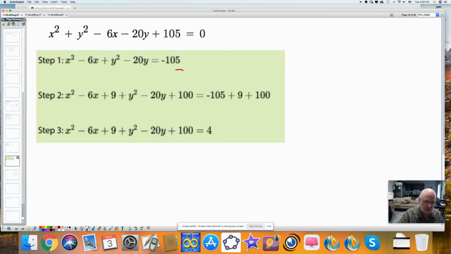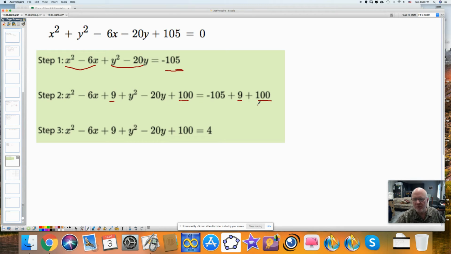Well, several people noted, and you might notice this as well, she swapped the place of these two terms. So the x's are close in proximity, and the y's are close in proximity. And she subtracted 105 to get it to the other side of the equation. So if you subtract 105 from both sides of the equation, you get there. And then she added 9 and 100. And she did that to both sides.